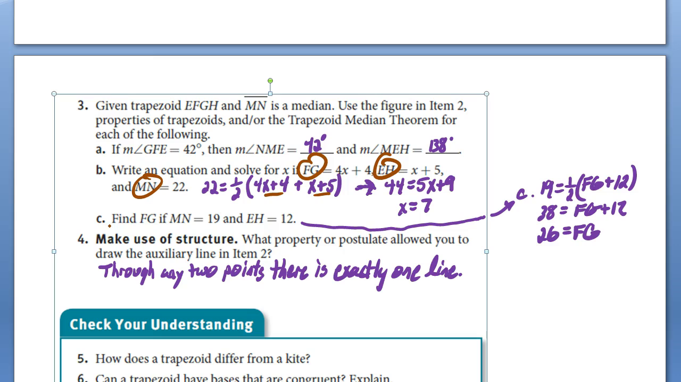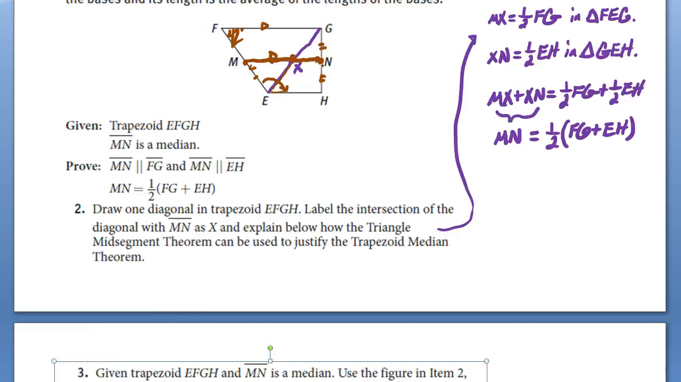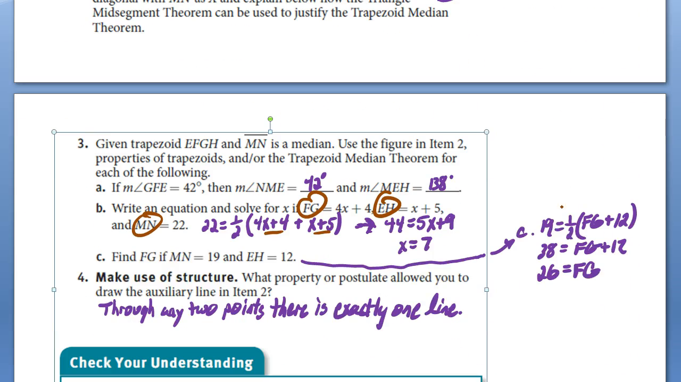Okay, one more question. This time, let's make believe that MN is 19 and EH is 12, and we want to find FG. So again, FG is a base, MN is the median, and EH is the base. The median is equal to half the sum of the bases. With that idea, we can create this equation and then solve the algebra out to find that FG is 26. 19 is the average of 12 and 26.